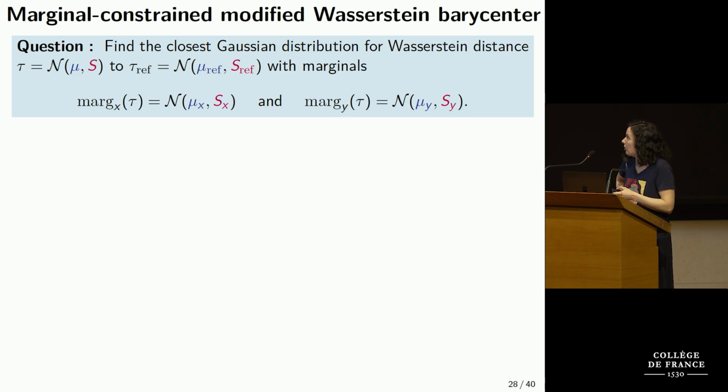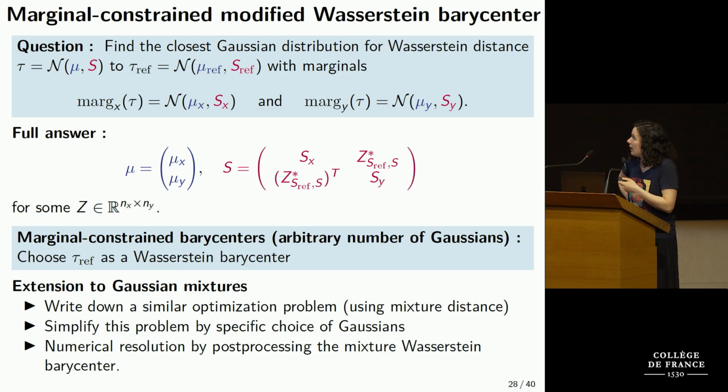So at the end, what we have is that the solution for a single Gaussian is a Gaussian with the center given by the prescribed marginals and the covariance matrix given by this, so the diagonal blocks given by the marginals and the off-diagonal block given by the formula I just showed before. Okay, and so this was for single Gaussians, and then we extended this to Gaussian mixtures.